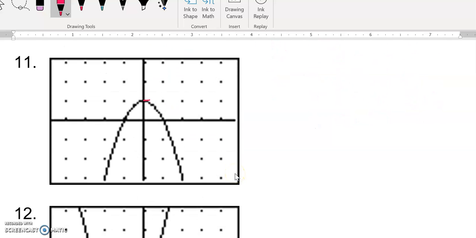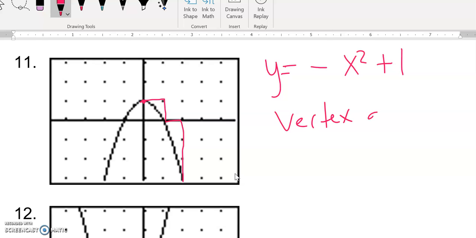Next one. 1, 1, 1, 1, 2, 3. It is the parent function. It's not wider or narrower. Y equals negative x squared plus 1. Vertex at 0, 1.